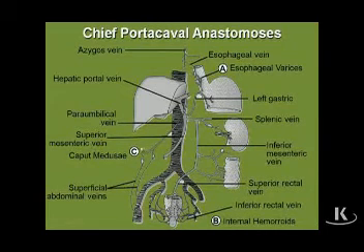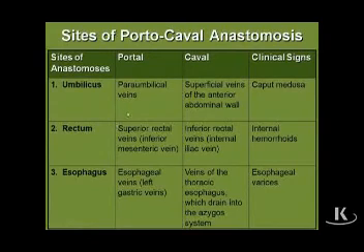They are visible through the skin when they dilate, and that results in this pattern of radiating veins from the region of the umbilicus, which has been given the name caput medusae because of its fanciful resemblance to the snakes of Medusa's head. So those are the important locations for portocaval anastomoses.